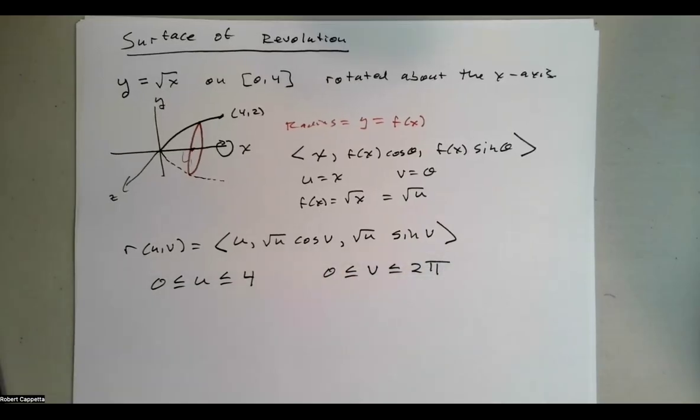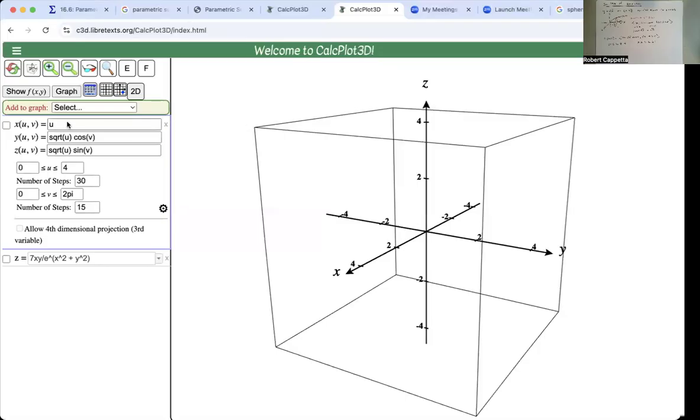So let's look at the graph. Here's how I have it defined: x is u, y is square root of u cos v, z is square root of u sine v, with u from 0 to 4 and v from 0 to 2π. What does that look like?